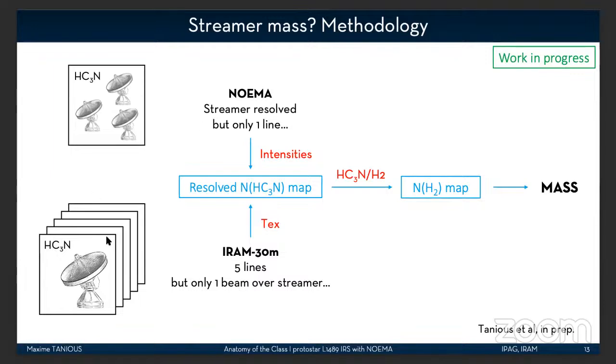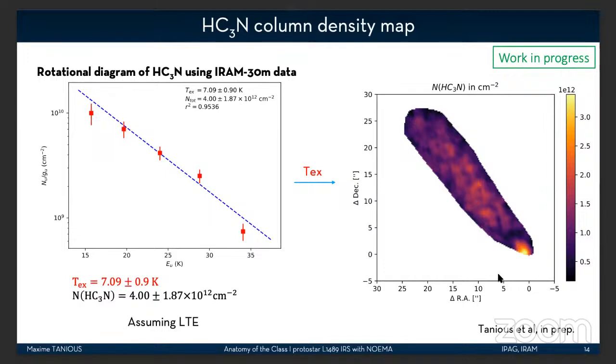But we have on the other side a few lines, 5 lines actually, with the IRAM 30 meter, but the streamer is not resolved. Those 5 lines will enable us to derive an excitation temperature. And using the intensities that we have with the NOEMA map, we can have a column density map of HC3N. And assuming an abundance of HC3N, we can have a column density map of H2 and then the mass after all. So that's what we did.